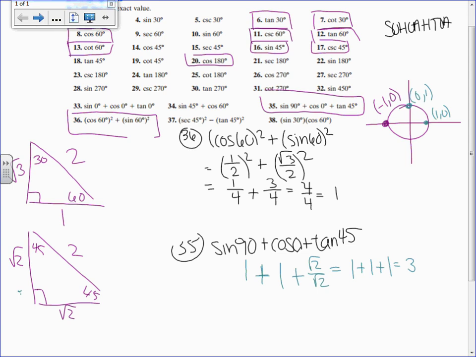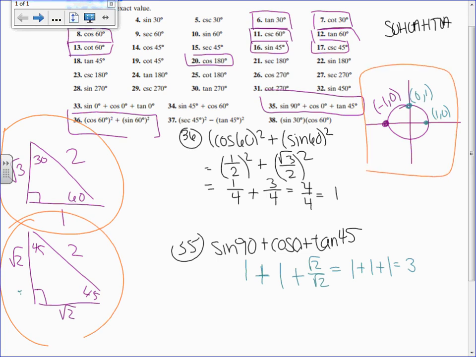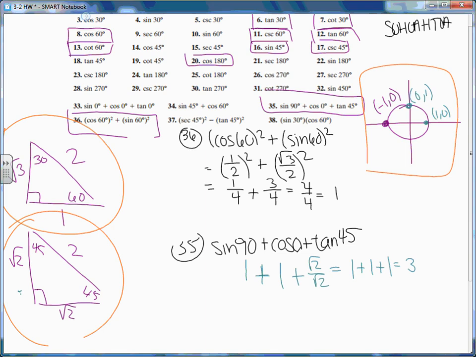Okay, pretty easy as long as you have memorized this triangle, and, of course, the unit circle. And that is it. We are done.